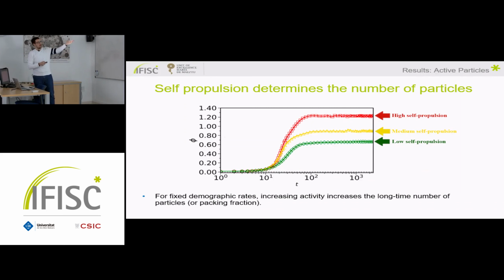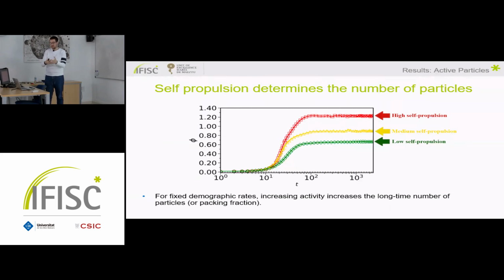I mean, for a high self-propulsion, the number of particles is higher than for a low self-propulsion. In this case, we plot the packing fraction, I mean the fraction of the space that is filled with particles. One means that there is no space. Why do we have more than one? Because this self-propulsion makes the particles overlap.